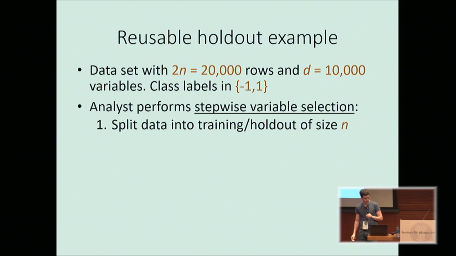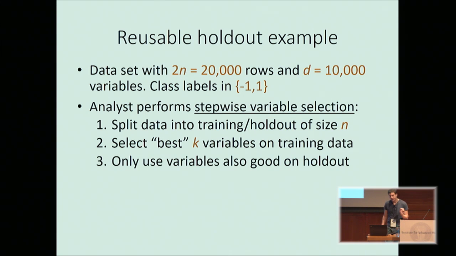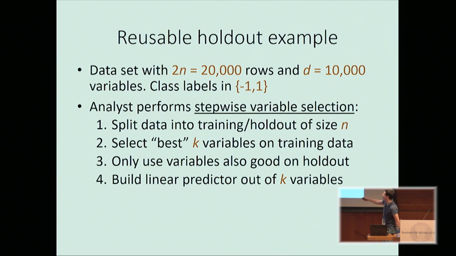Think about the analyst as first trying to select relevant variables and then fit a linear model to the data set. The analyst splits the data into a training and holdout set by just dividing it in two. And then he tries to find the best k variables on the data set, those variables that are most correlated with the label. But he's aware of the potential to overfit the training set, and so every time he finds a variable that he thinks is highly correlated on the training set, he only keeps it if it also is highly correlated on the holdout set. After he selects these k variables, he'll fit an ordinary least squares model. He'll try to train a linear predictor. And along the way, he might try to find the best number of variables to use in his model.